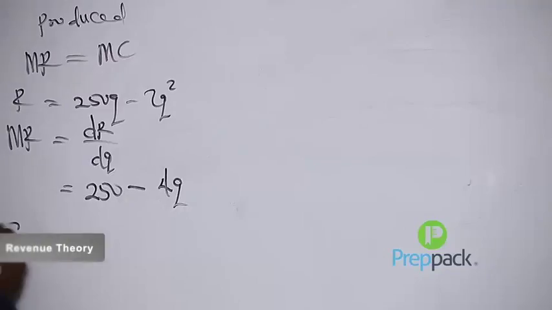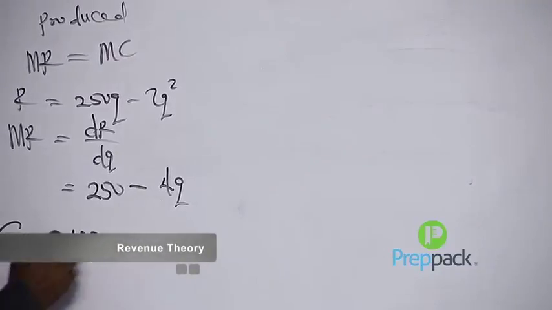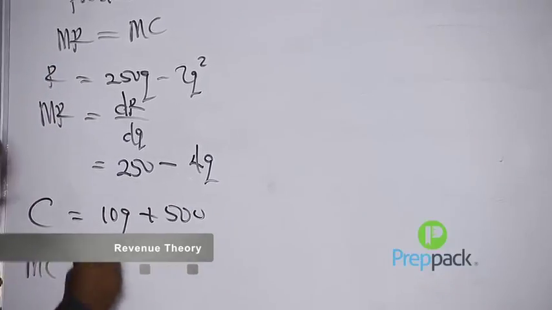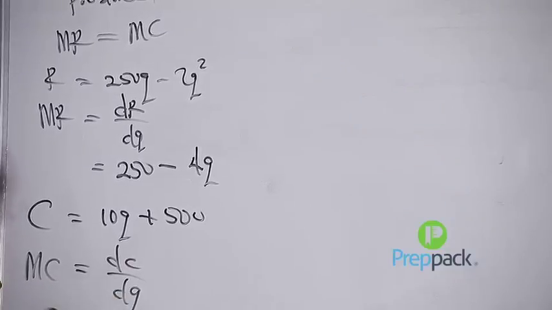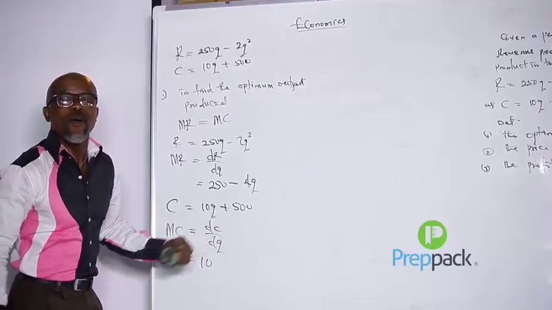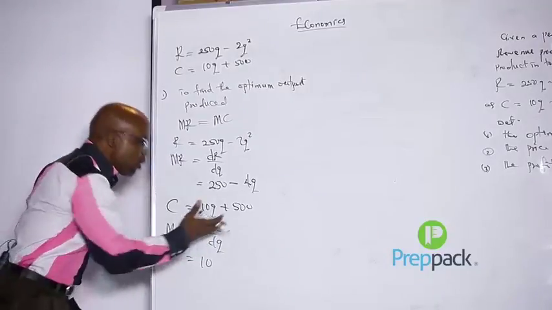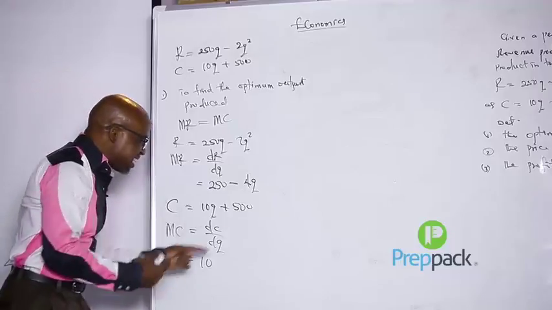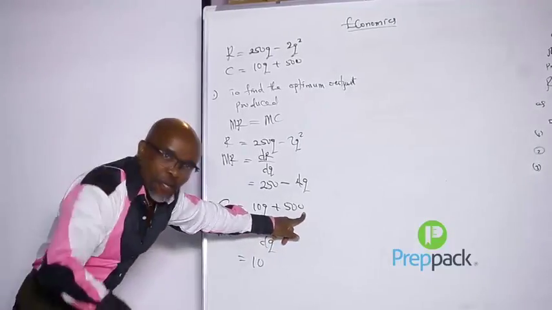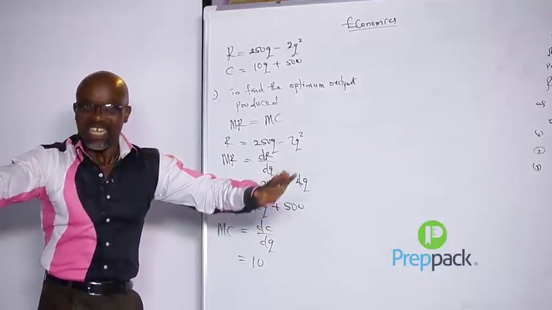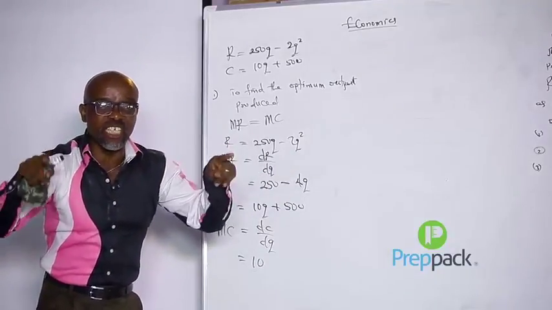Then my C is C equals 10Q plus 500. Now, to find my MC, differentiate C with respect to Q. Here becomes what? 10. 500 becomes what? 0. You know why? There's no Q there. I've told you before, when we are differentiating, the term that has no Q is taken as a fixed factor. That's a constant. Therefore, when you're differentiating, it becomes 0.